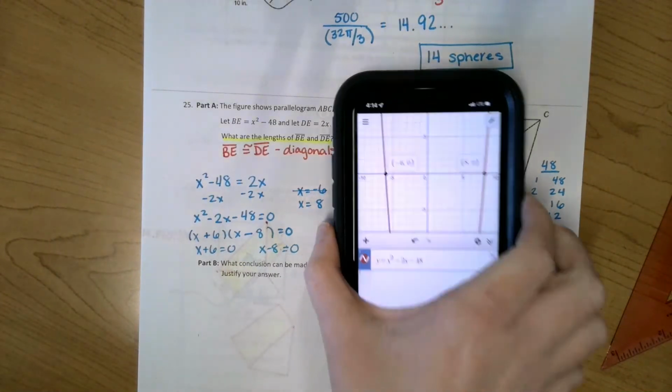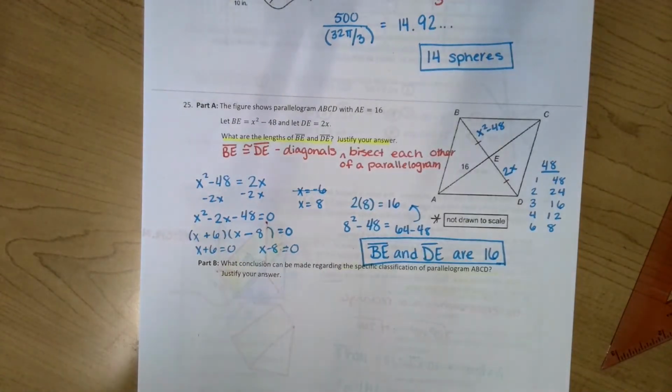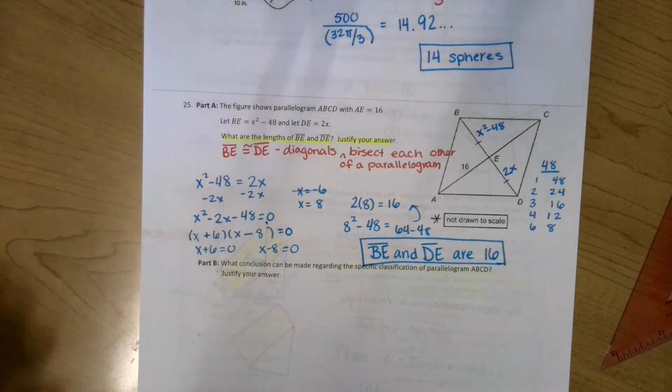All right. So that's fun. It's been a minute since we've done quadratics. Anyway, and then you plug in 8. You're not going to plug in negative 6. But you're going to plug in 8 and get 16 for your side lengths. Excuse me, your diagonal lengths, segment lengths.